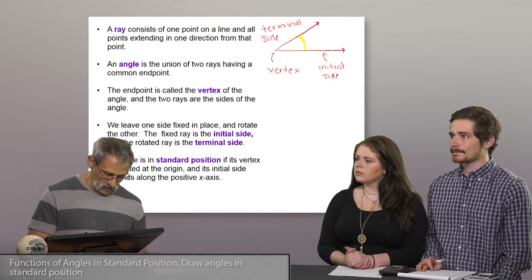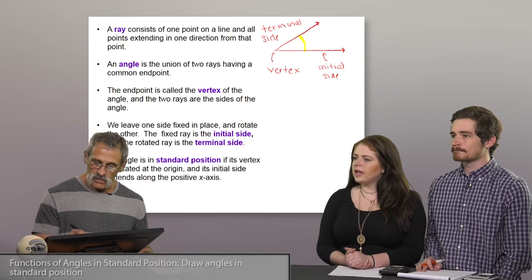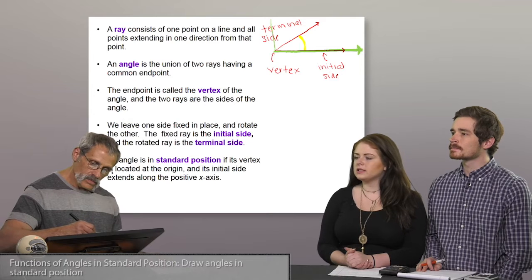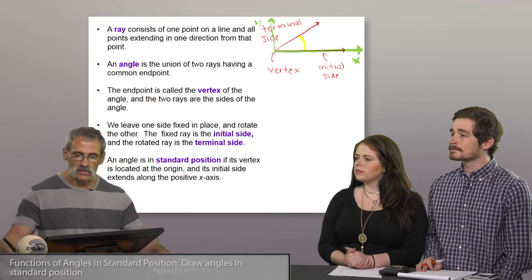When is that angle in standard position? It's in standard position if its vertex is located at the origin and its initial side extends along the positive x-axis. So here's the x-axis, and here's the y-axis.